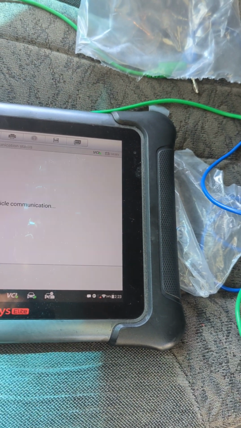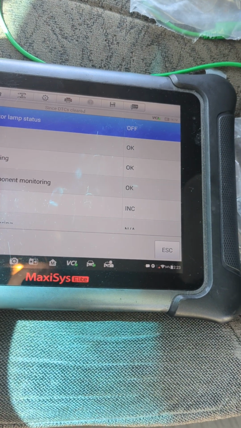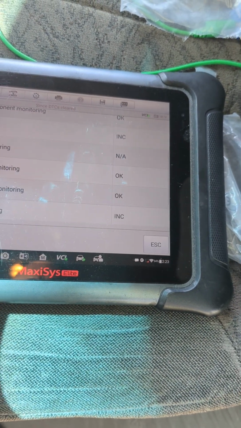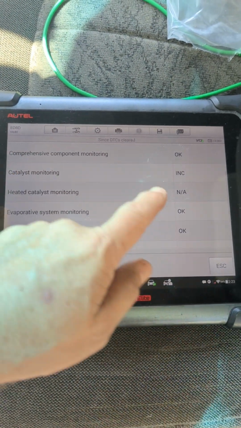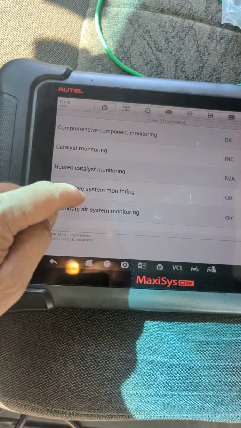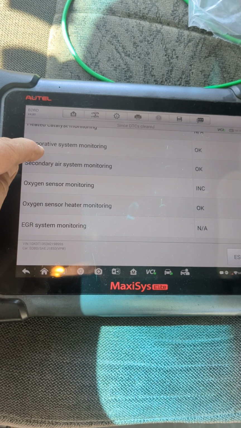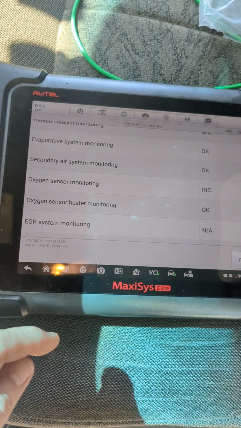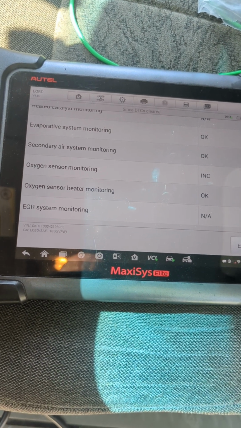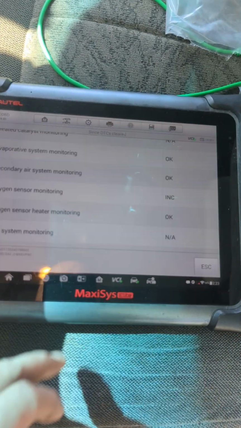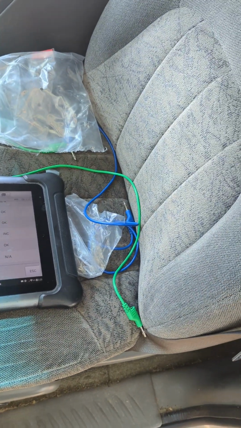So let's look at the IM readiness. IM readiness is showing that catalyst monitoring is still incomplete. I don't know if you can see this, but catalyst monitoring is still showing incomplete. And our evaporative system finally checked out okay without a 200 mile trip. This is after reset at the inspection station, trying to see if I can get their machine to at least check it if I reset the IMs. Oxygen sensor monitoring is also incomplete, which doesn't make any sense, but we should see something after our 100 mile trip tomorrow.